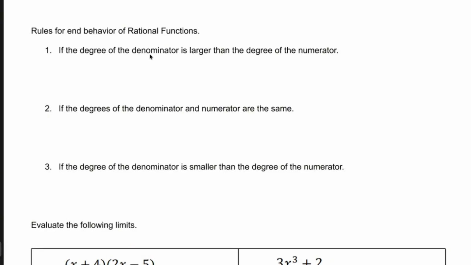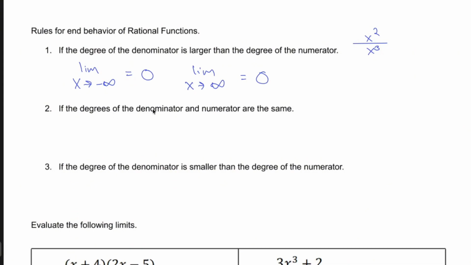If the degree of the denominator is larger than the degree of the numerator, so a case like this, no matter what, the limit as x approaches negative infinity is going to be 0. And the limit as x approaches positive infinity is also going to be 0, no matter what. It doesn't matter what these look like at all. If the degree in the denominator is larger than the degree in the numerator, it's going to approach 0.